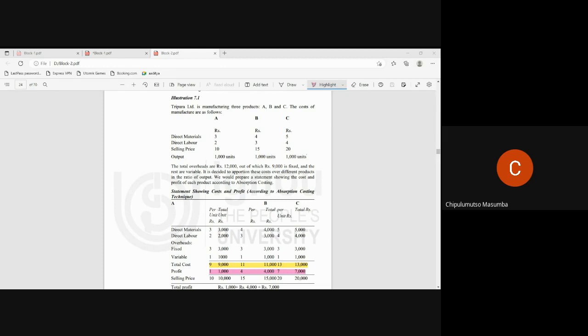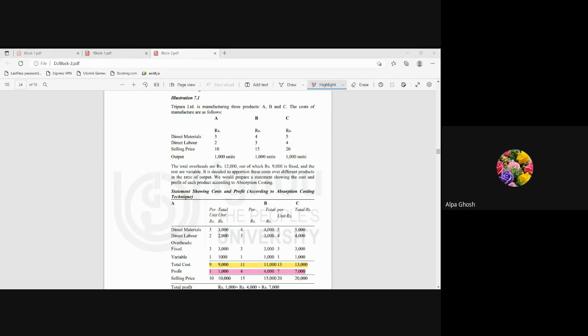My question again is on the total fixed cost, which is 9,000. I understand what you did there. For product A, what you did is you multiplied 3. No, it's not right. Now, when it is fixed cost, fixed cost never changes with the output. Whether the production is 1,000, 2,000, 3,000, the fixed cost remains the same.